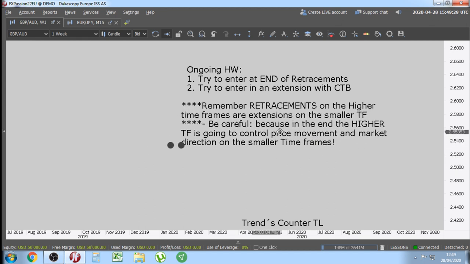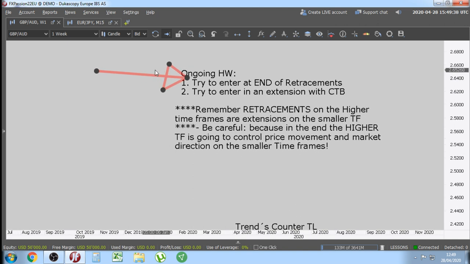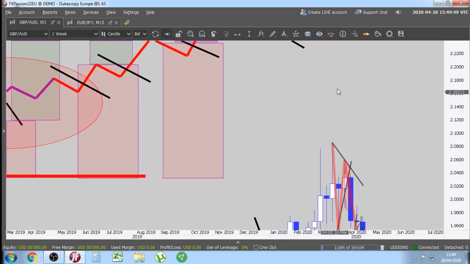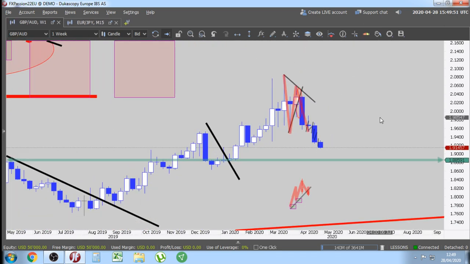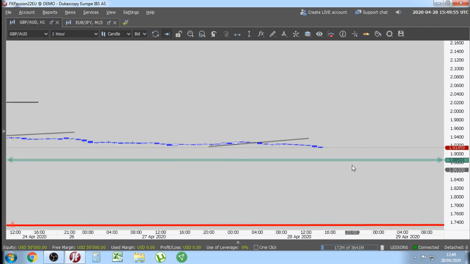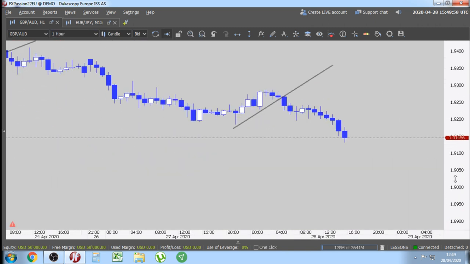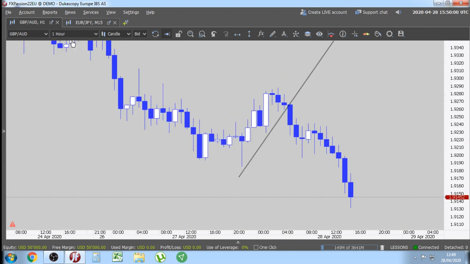There you go, everybody. Number 1, try to enter at the end of a retracement. Number 2, if you don't find it, try to enter in an extension with the counter trend line breaks. Remember, retracements on the higher time frames are extensions on the smaller time frame. So the market is retracing on GBP AUD weekly chart, but it's extending on GBP AUD 1 hour chart.